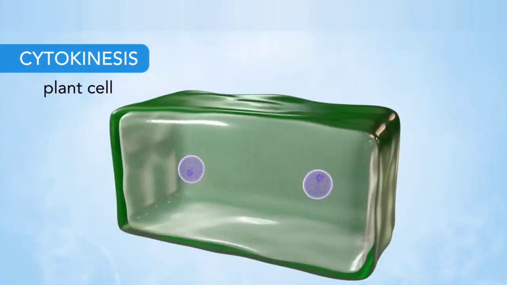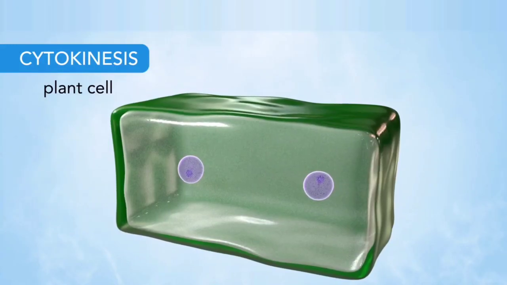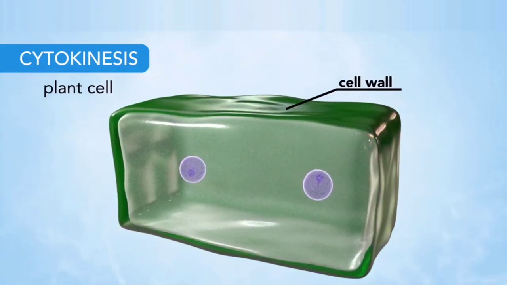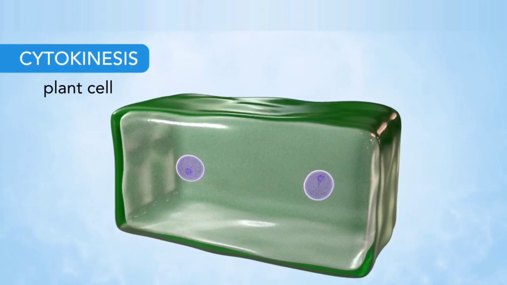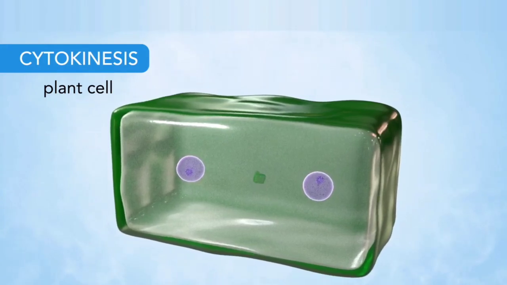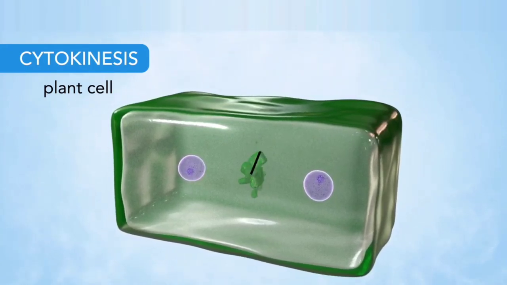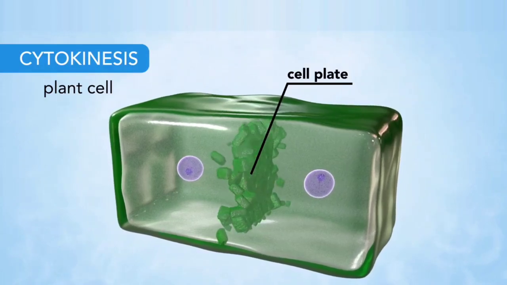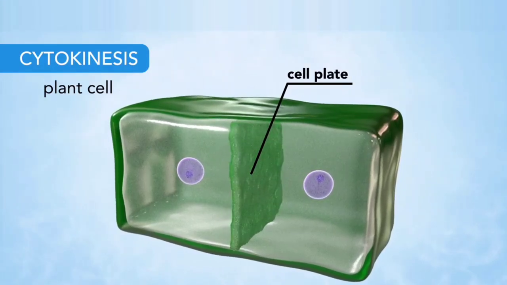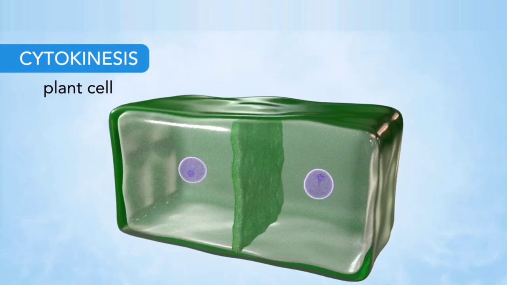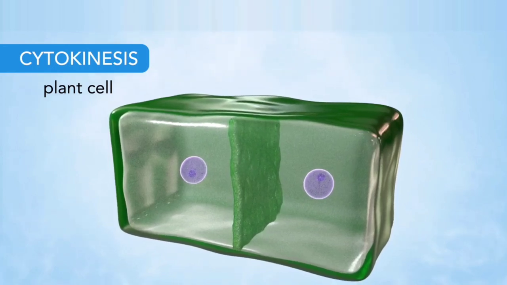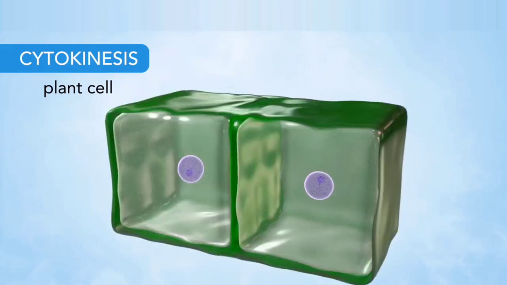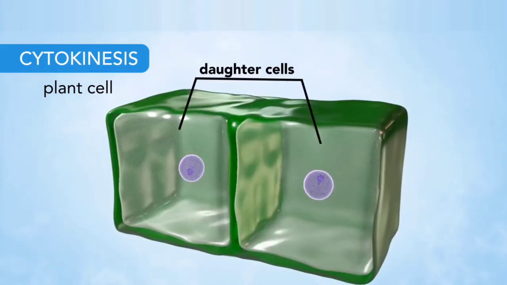In contrast, plant cells can't pinch in 2 because they have a rigid cell wall surrounding their cell membrane. Instead, cell wall material assembles along the equator, forming a structure called the cell plate. The cell plate grows until it joins with the existing cell membrane, separating the 2 halves of the cell into daughter cells. Over time, new cell walls form between the 2 daughter cells.